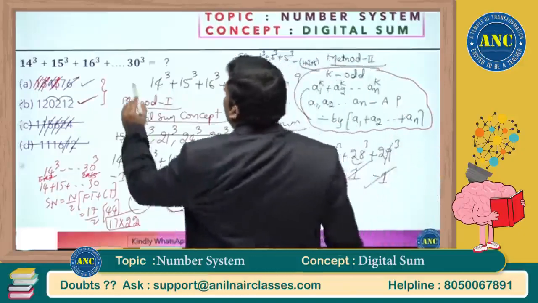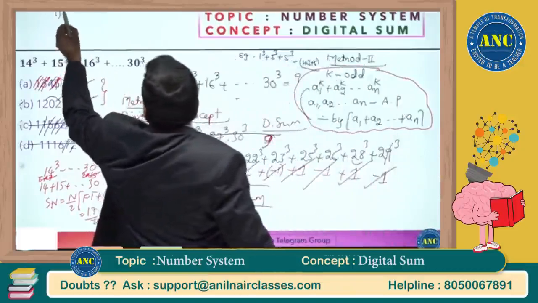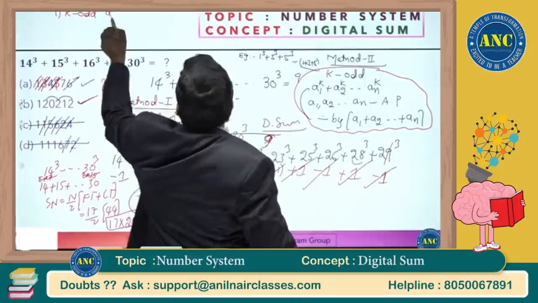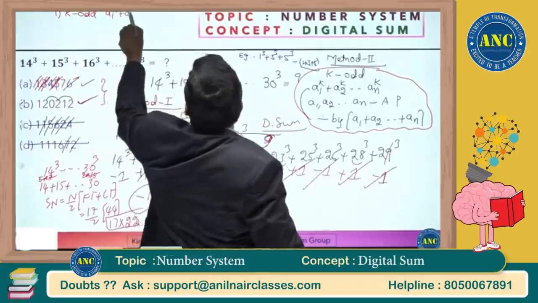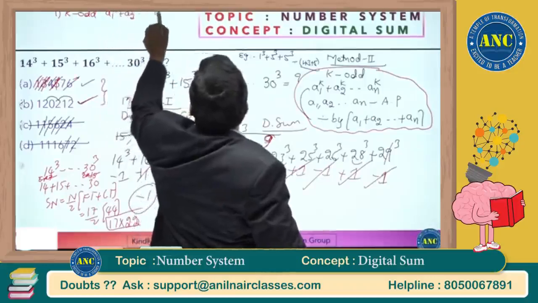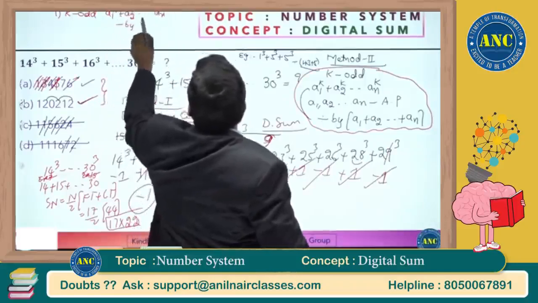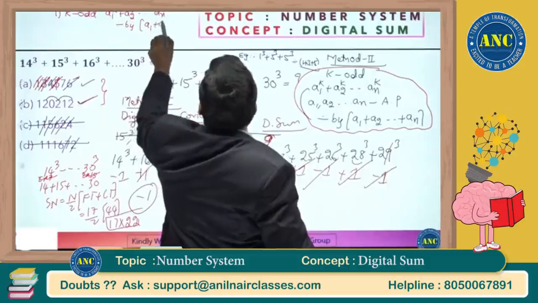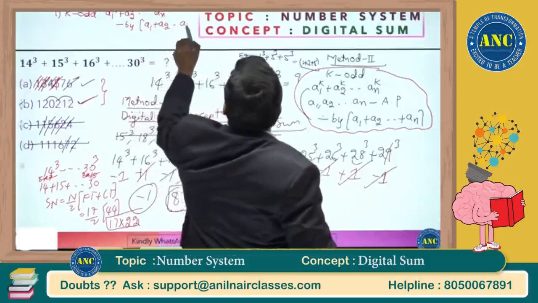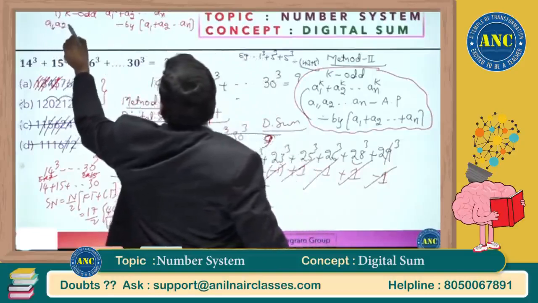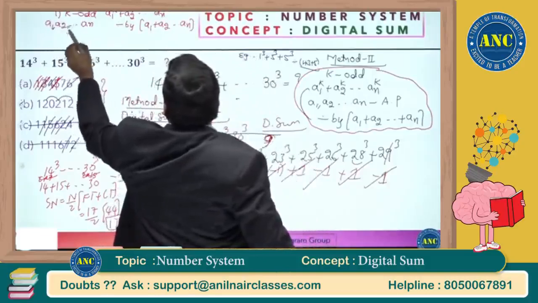What is very, very important in this concept? Two concepts you need to know. First, if k is an odd number and the base values are in arithmetic progression, then it is divisible by the sum of its bases.